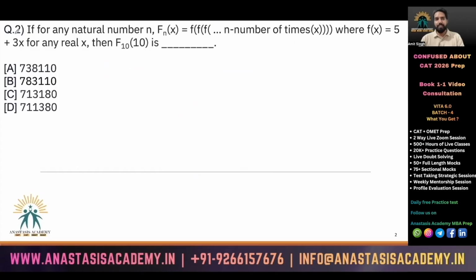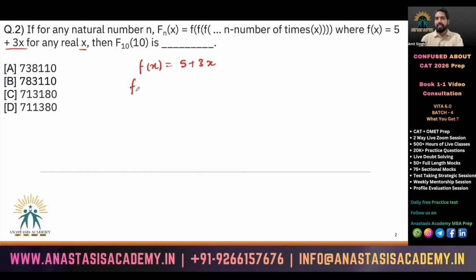Let's look at this question. If for any natural number n, f^n(x) is equal to f applied n times, where f(x) is equal to 5 plus 3x for any real x, then f^10(10) is equal to, right? So we are given a nested function, and its definition is given as f(x) = 5 + 3x, right? So let's just try to make these nested functions, right?